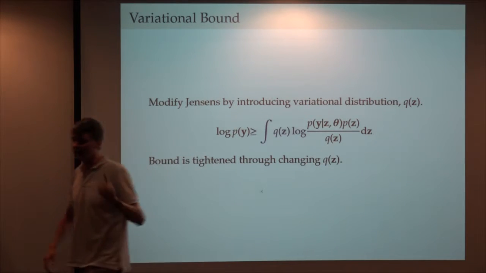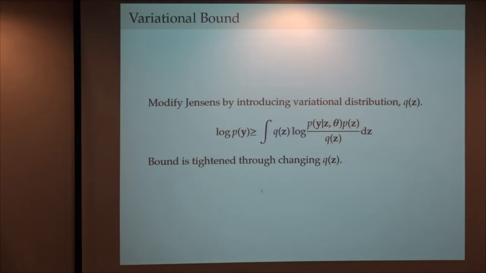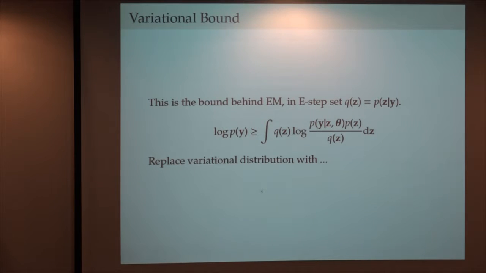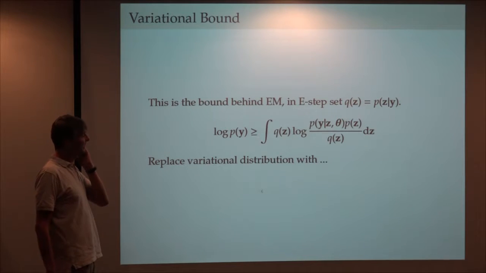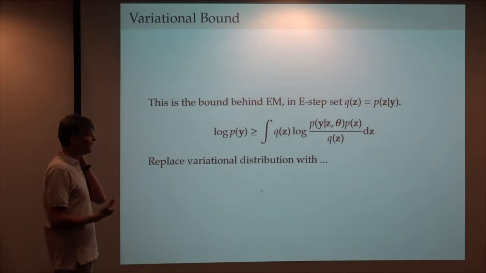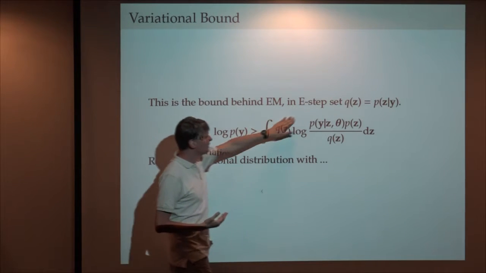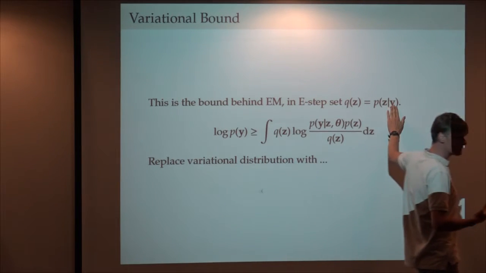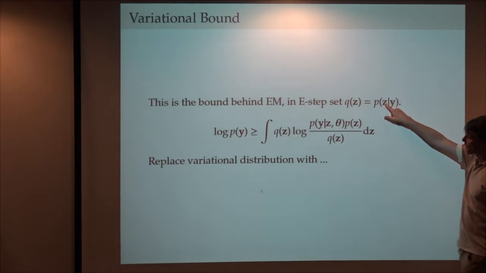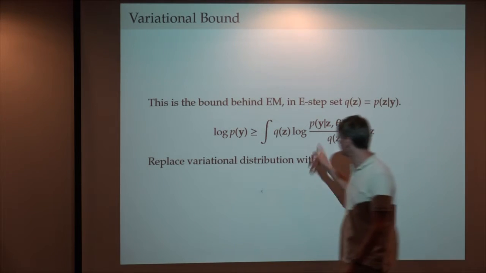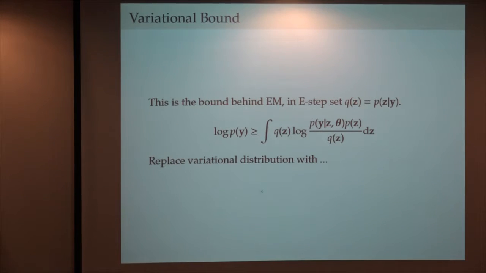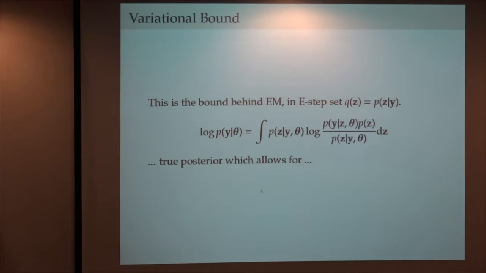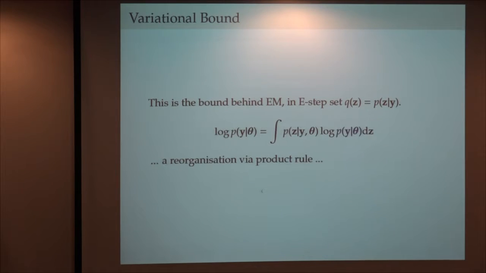There's a nice way of showing that you can always recover the truth with a particular setting of Q of Z, and that's known as the EM algorithm. In the EM algorithm, you have an E step and an M step. In the E step, you set Q of Z to the posterior distribution of Z given Y. That's what you do in the E step. So you set Q of Z to that, then actually it cancels in there.